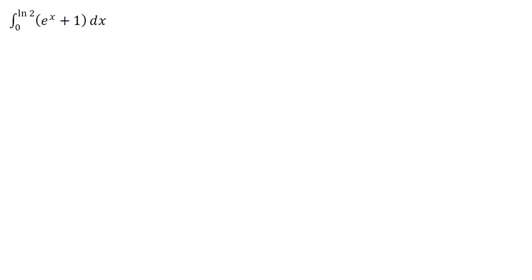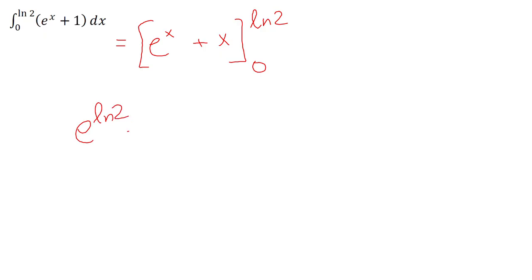And for our last one here, we'll just find the integral and then evaluate it on that interval. So the integral of e to the x is just e to the x, and the integral of 1 is just x. So we have e to the x plus x from 0 to the natural log of 2. Well, that'll become e to the natural log of 2 plus the natural log of 2 minus e to the 0 plus 0.